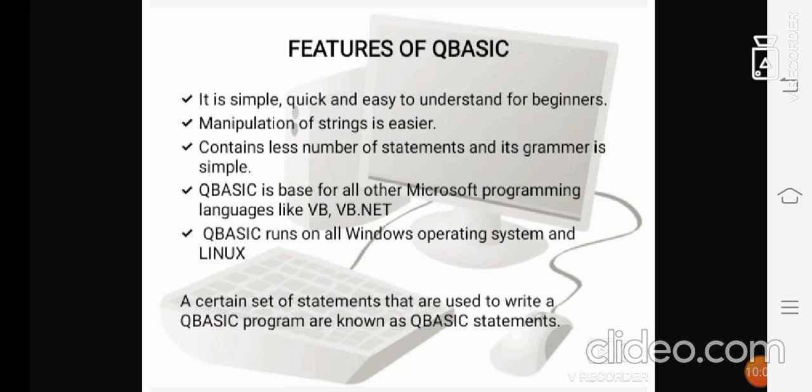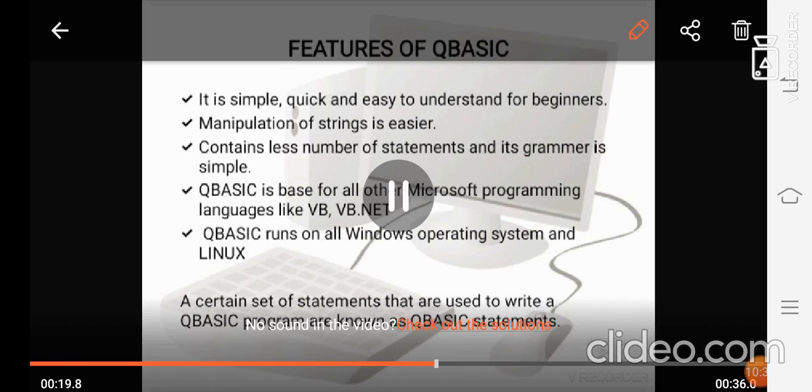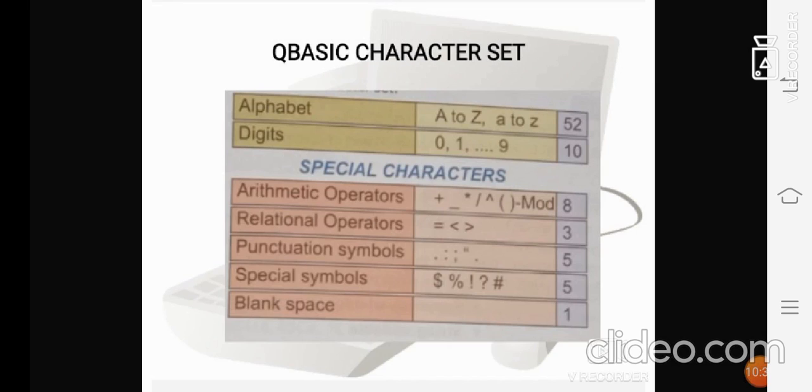These are the QBasic simple features. QBasic runs on Windows operating system and Linux. A certain set of statements that are used to write a QBasic program are known as QBasic statements. So these are the very important features that we should know in QBasic. Then we'll follow the QBasic character set.